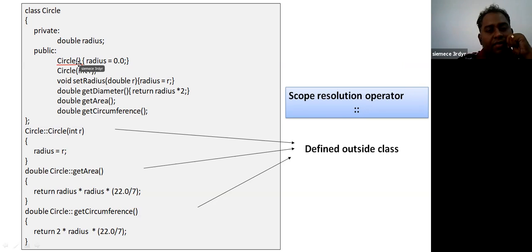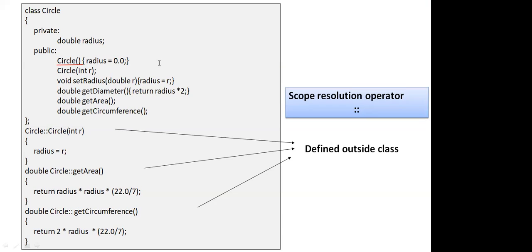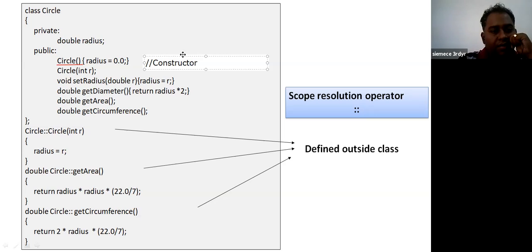This is a constructor. So this is the default constructor and this is the parameterized constructor.